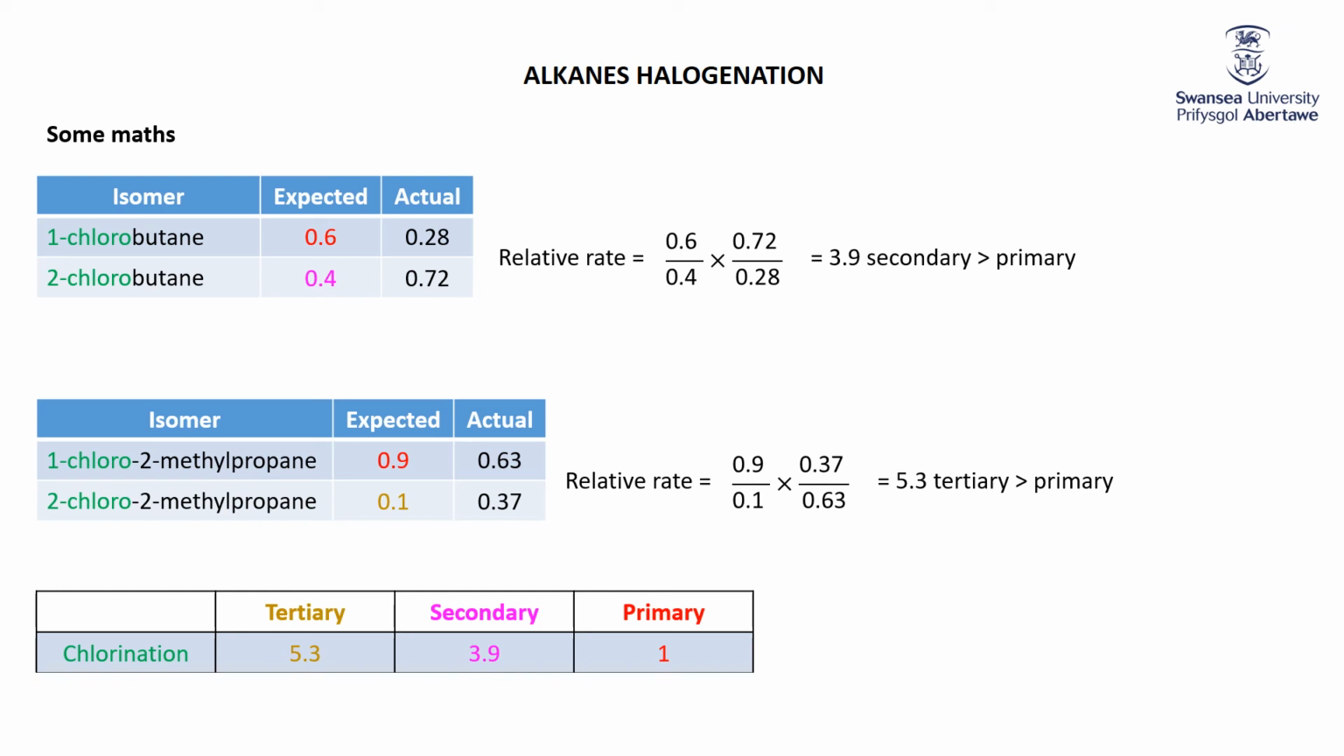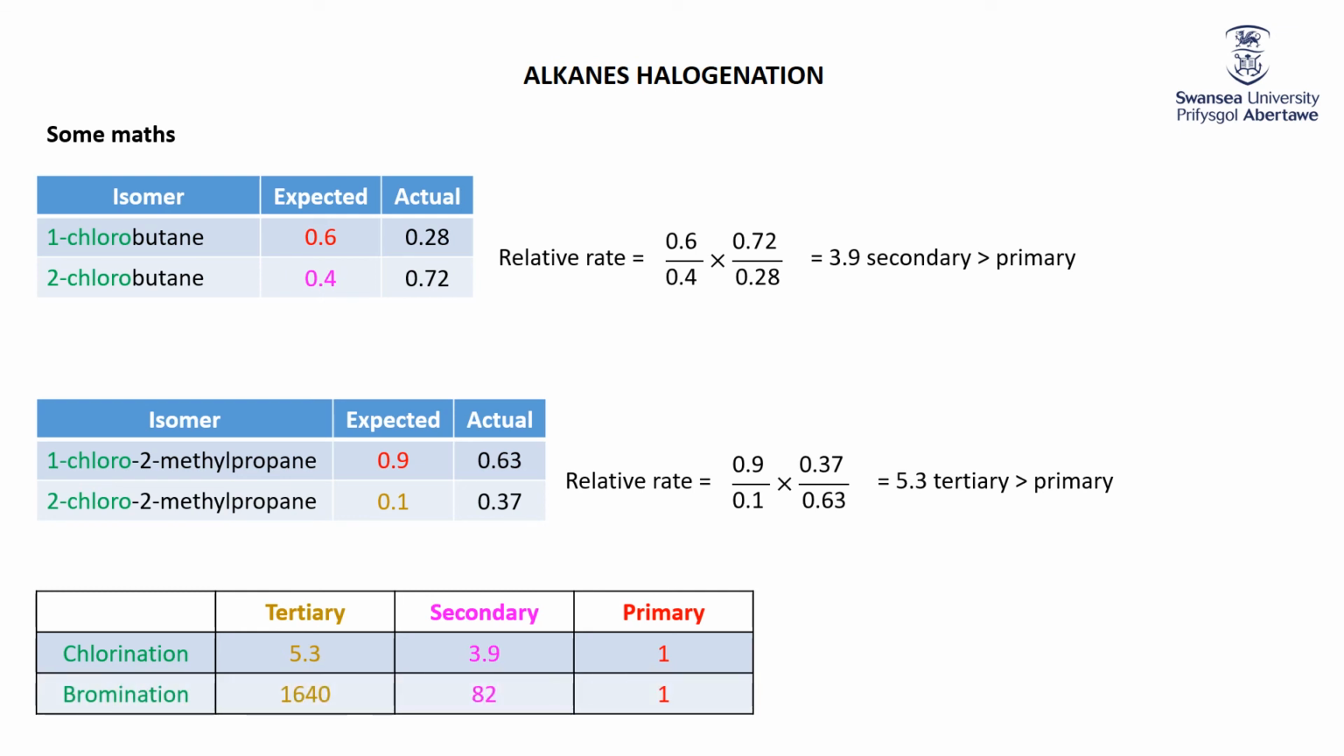If we go and look at the brominations, however, we see a much more significant effect. Tertiary, 1,640, secondary, 82, primary, again, relatively 1. The reason for that is because the brominations generally happen more slowly than the chlorinations do. That means there's more time for the molecules to think, and this is silly, assigning human characteristics to molecules, but it kind of works. It gives more time for the molecules to think, well, what's my more stable situation? Tertiary free radicals are much more stable than secondary free radicals, which are much more stable than primary free radicals.